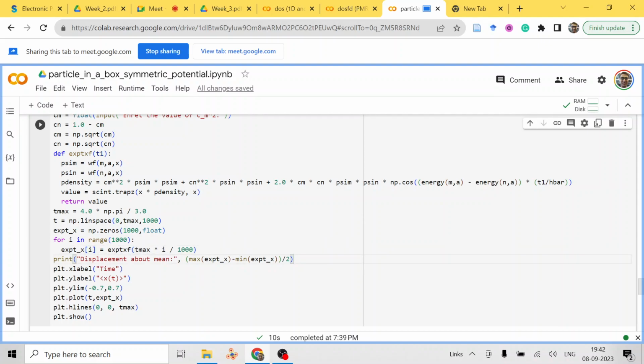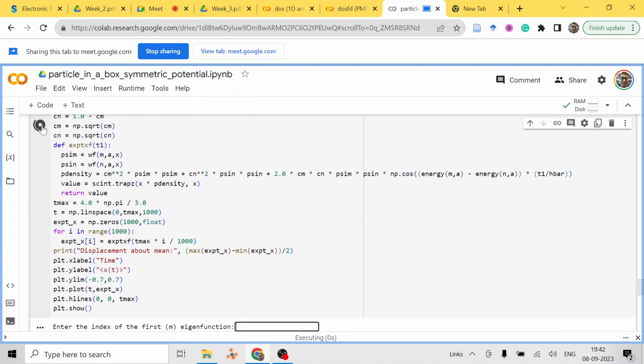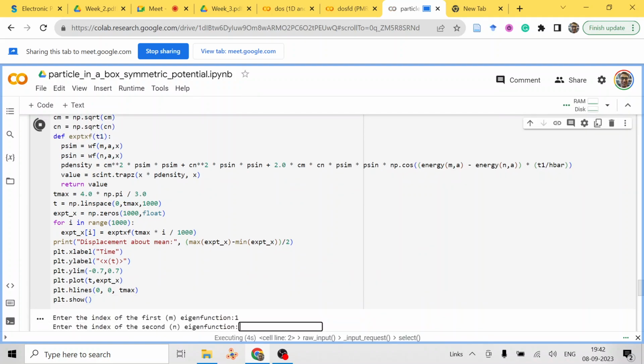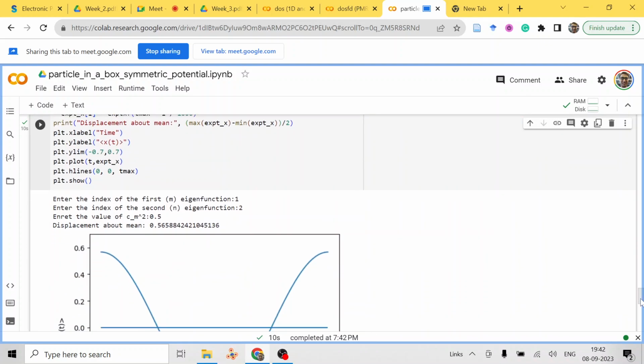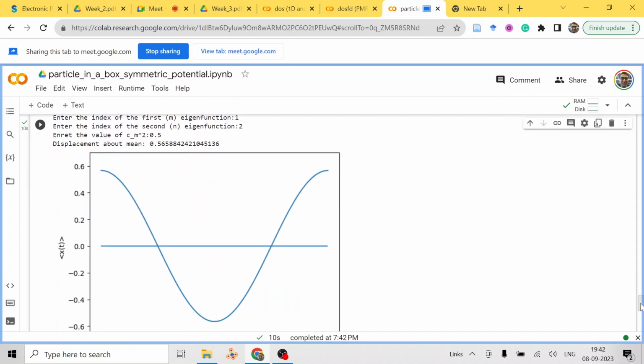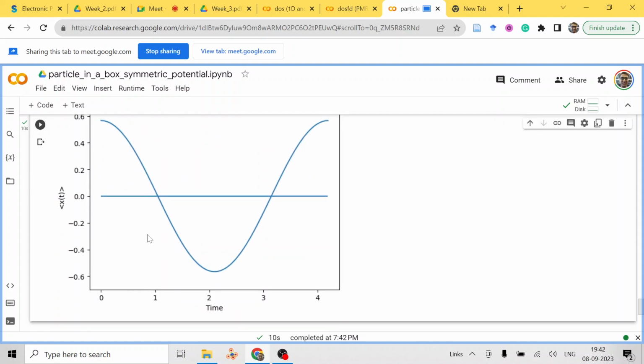Okay, so from 0 to 2 pi by 3, 4 pi by 3, it will find all the expectation value of x, and then we are plotting it with respect to t. So let's just go with 1 and 2 only, and let's just go with 0.5. Alright, so this is the kind of function that we are getting for 0.5.